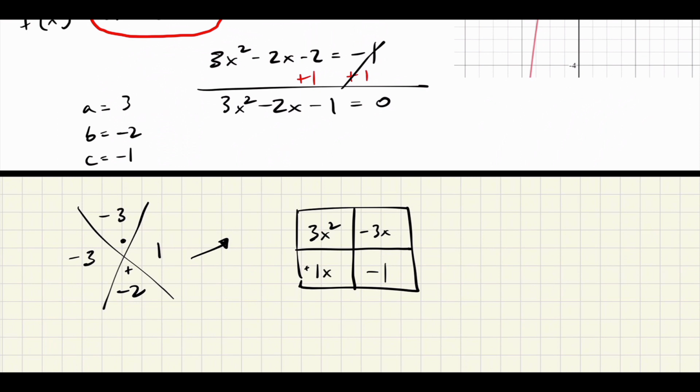If this process isn't making any sense, each Math 2 and Math 3 teacher teaches their own way to factor. So if you know a better way of factoring, use it. But this is the way I teach Math 3. So this is going to be 3x, 1x, minus 1, and plus 1. So you're going to get (3x plus 1)(x minus 1) equals 0. So that's factored.